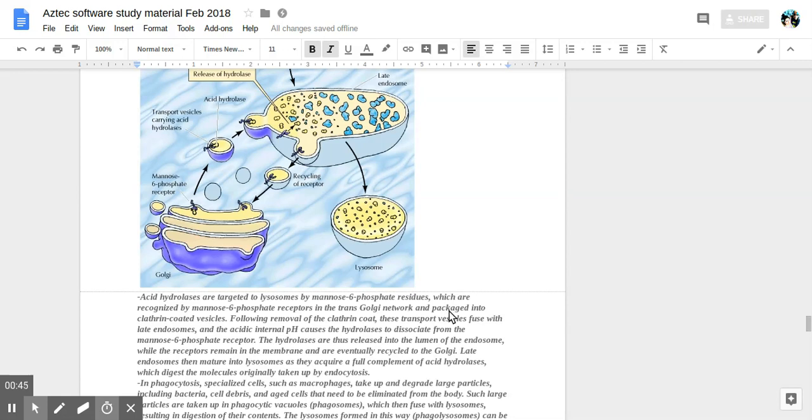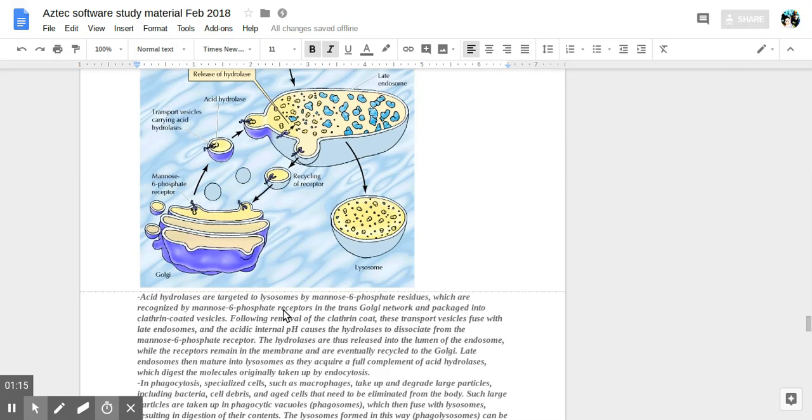So packaging occurs from the Golgi via clathrin-coated vesicles, which contain these hydrolases. So these enzyme proteins come out of the Golgi via these vesicles, and these receptors are used for recognition.